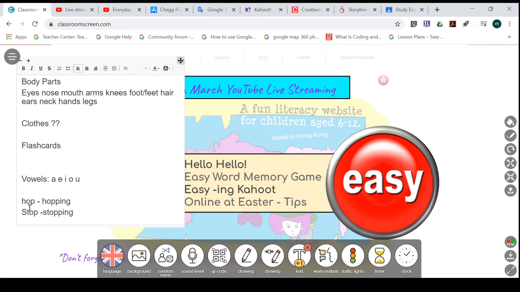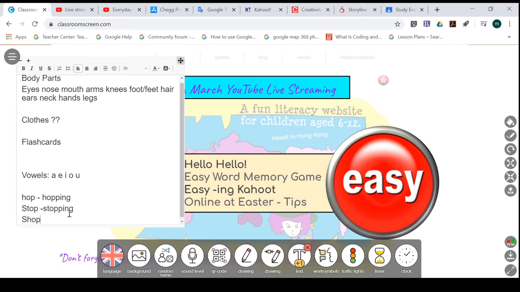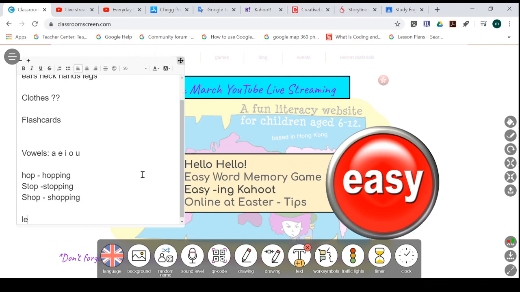So when you have these kind of CVC words, or sometimes they're a bit longer, like stop, or of course shop, you are doubling the letters. And we had one in the quiz. We had let, if you remember. Now look at that E. E, E, let. It's a very short E. And because it's short, we're going to double the T, okay? So, that is really one of the important rules to remember.